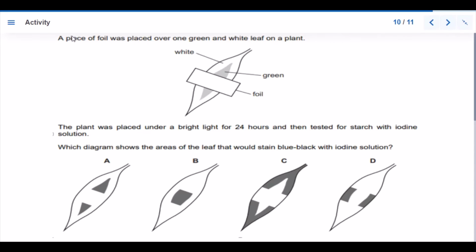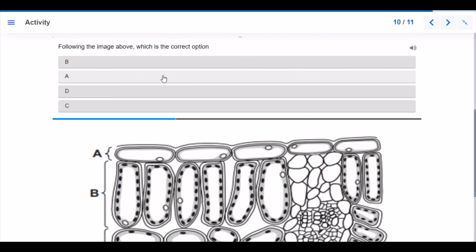Activities. Looking at this demonstration, a piece of foil was placed over one green and white leaf on a plant. The plant was placed under a bright light for 24 hours and then tested for starch with iodine solution. Which diagram shows the areas of the leaf that would stain blue-black with the iodine solution? A.